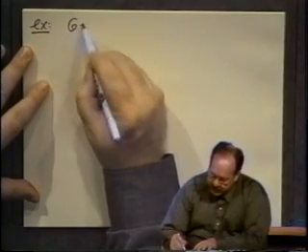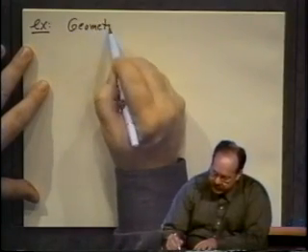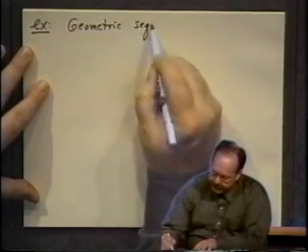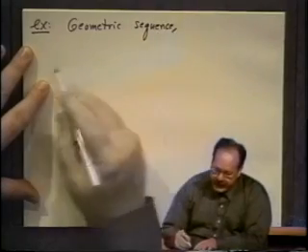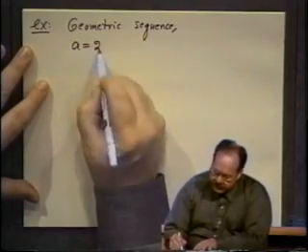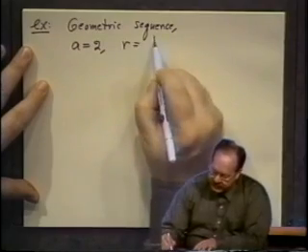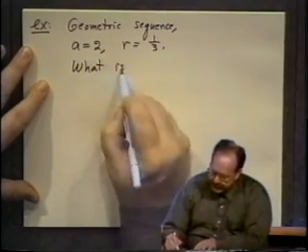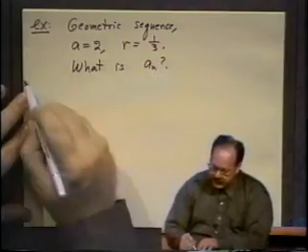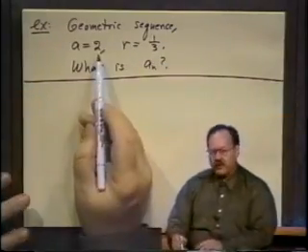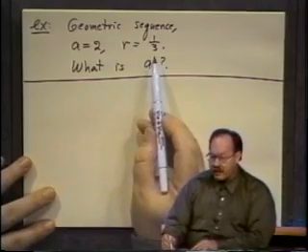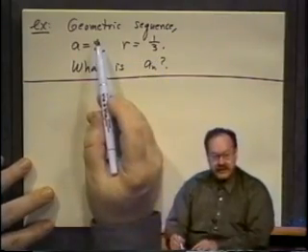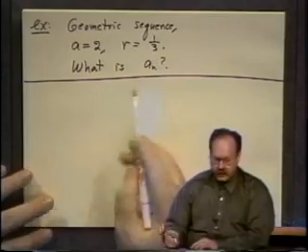Suppose you're given a geometric sequence, at least you're told it's geometric, and you're told that a is equal to 2 and that r is equal to 1/3. The question is, what is a sub n? So you're told only the first term, what the common ratio is, and that the sequence is geometric. You'd like to know what the nth term looks like.